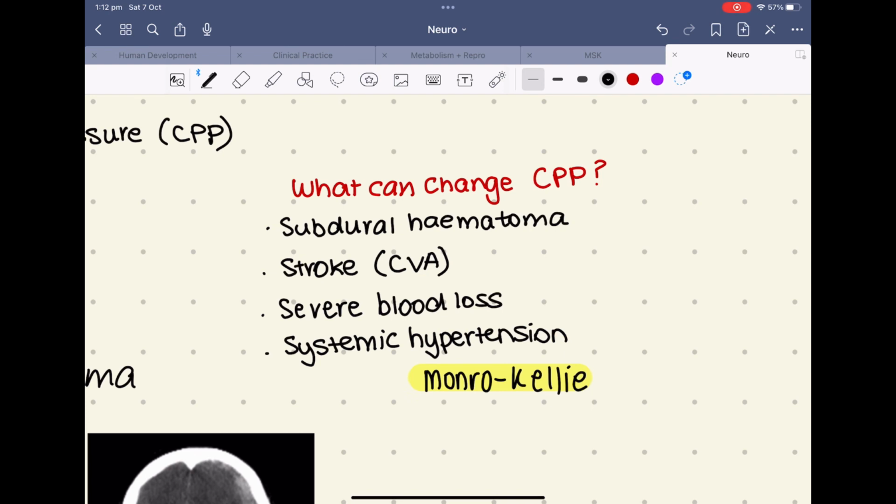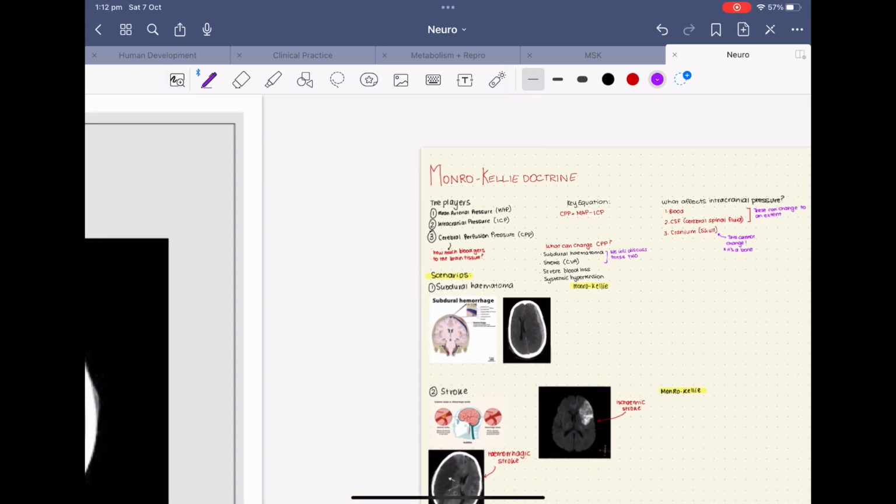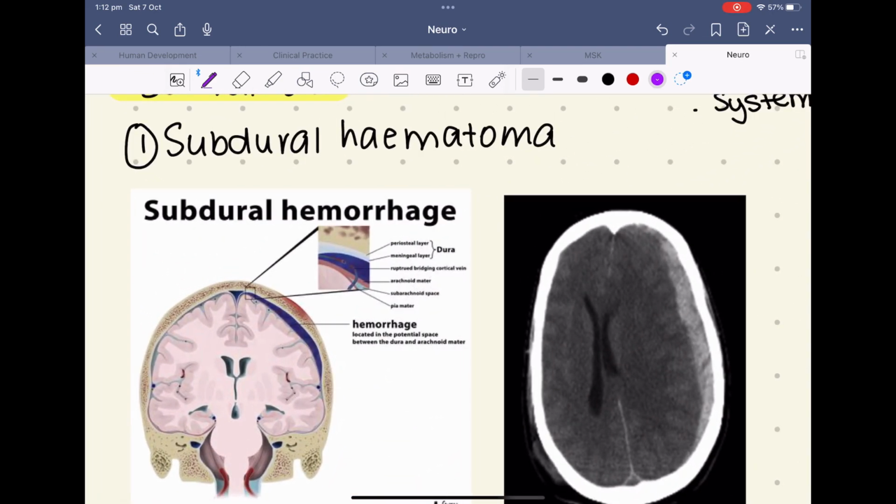Given that around the world we're becoming increasingly obese, systemic hypertension is a very serious problem. The two scenarios that I want to talk about today, though, are a subdural hematoma and a stroke. We're going to talk about these because they're relatively easy to understand, and then we'll talk about severe blood loss and systemic hypertension at a later time.